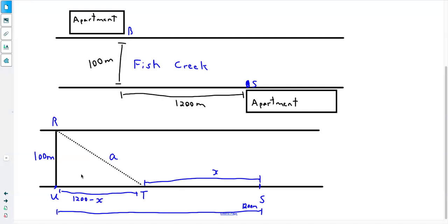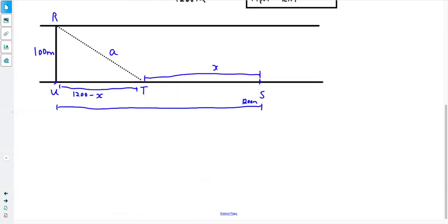Now, essentially, we know this is a 90-degree triangle, so we can use Pythagoras to relate these two sides to this A. So we have A squared equals B squared plus C squared. So we have A squared equals 100 squared plus (1,200 minus X) squared.